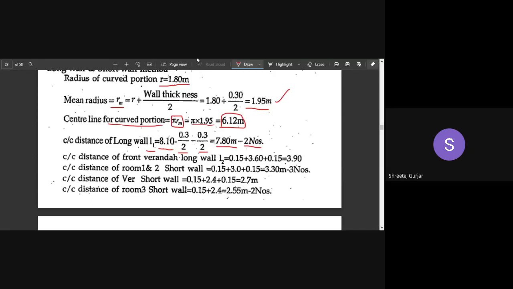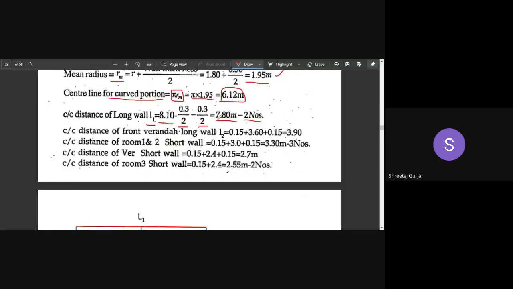Any other doubt if you have, you can just ask. So L1 we have calculated as 7.8, right? L1 we have calculated as 7.8.